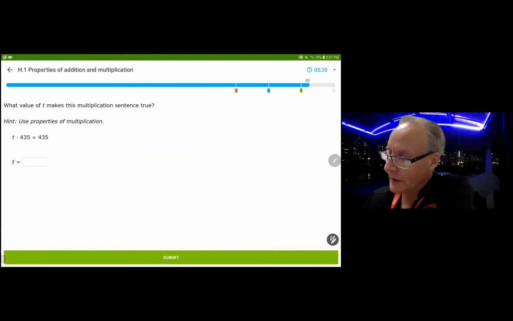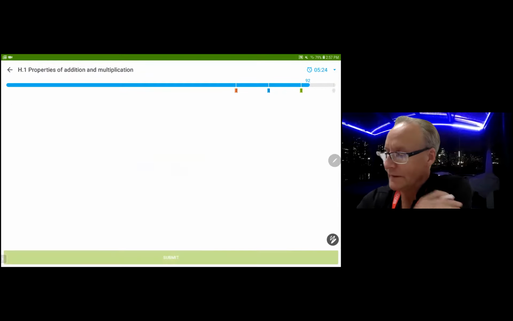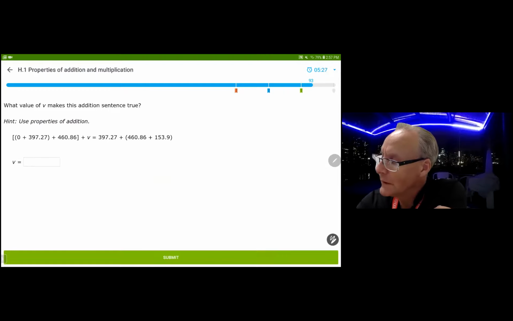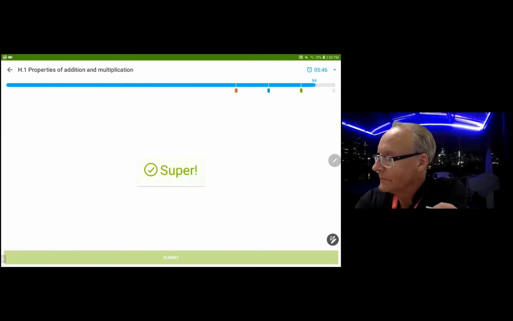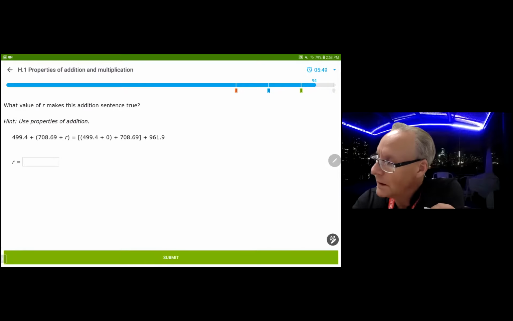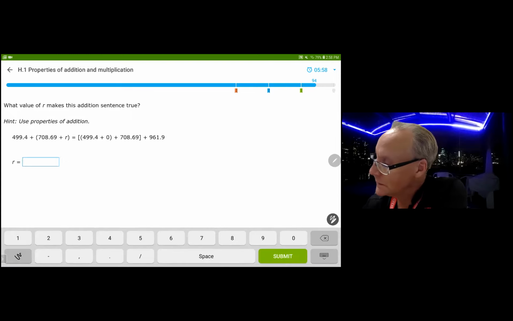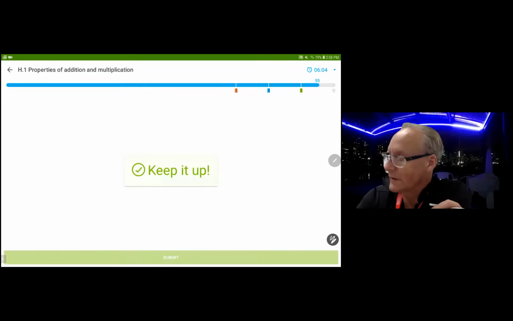This one we're multiplying by 1 to make it true. That's called the identity property of multiplication. In this one, we're adding 0 to the 397, and then we're adding the 153.9 using the associative property. This one, the R looks like it's the 961.9. Just want to make sure I don't make a decimal error there.